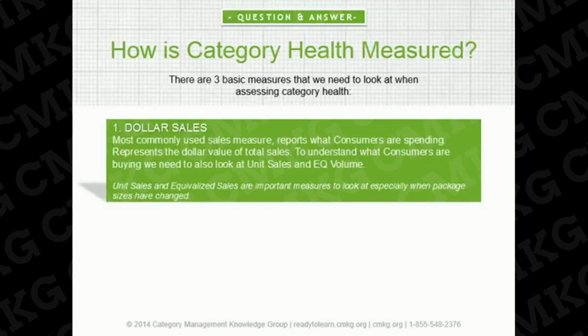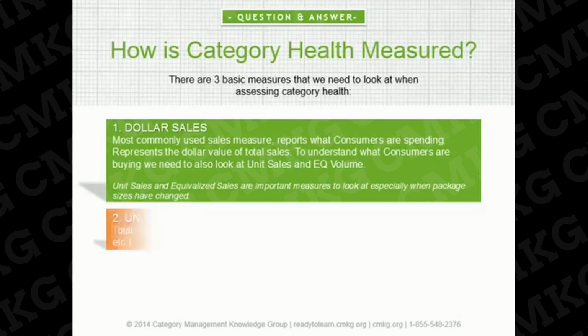First is dollar sales, which is the most commonly used sales measure. It reports what consumers are spending and represents the dollar value of total sales. To understand what consumers are buying, we need to also look at unit sales and equivalized volume. If your dollar sales are up, is it because consumers are buying more or because your prices are going up? Unit sales and equivalized volume are important measures to look at in addition to dollar sales, especially when package sizes have changed.